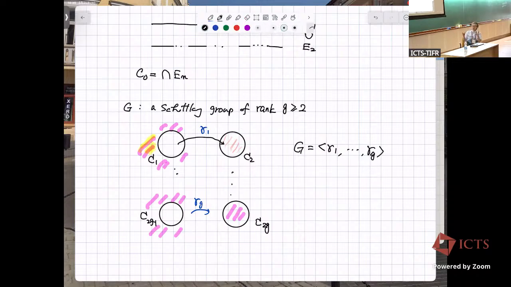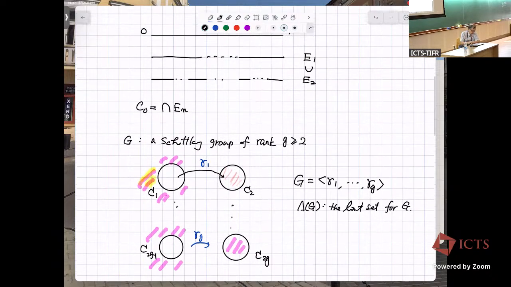It is a free group of rank g, and the limit set, which you can see is still a Cantor set, is denoted by lambda G, the limit set for G. Basically, the definition of the limit set is the same as in the previous talk. You take some point somewhere and consider the orbit of the point by G. Then it has accumulation points, which form the limit set of G.